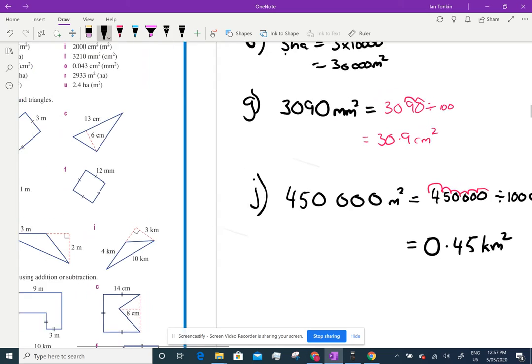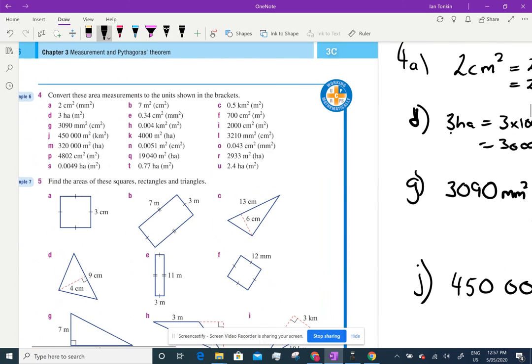So once you know what you've got to do, you're going small to big, you divide, you're going big to small, you multiply. I can't see any double jumps there where you've got to go from one and then go again. They're all pretty standard. So good luck with those.